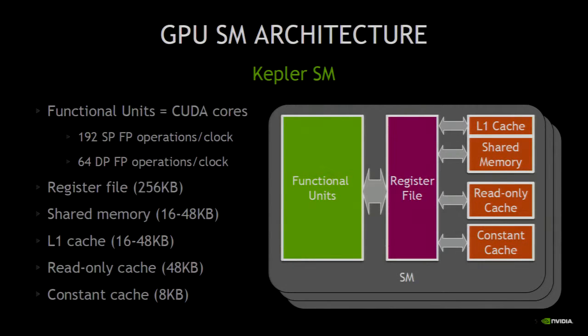So what else do we have on the SM other than just the functional units? We also have some caches: a read-only cache, a constant cache, and an L1 cache. We have a scratchpad, which we call shared memory. These days, you can switch between different sizes, so you can have 16 kilobytes of shared memory or 48 kilobytes of shared memory, and vice versa for the L1 cache. And there is also a large register file available for all these cores to work on.